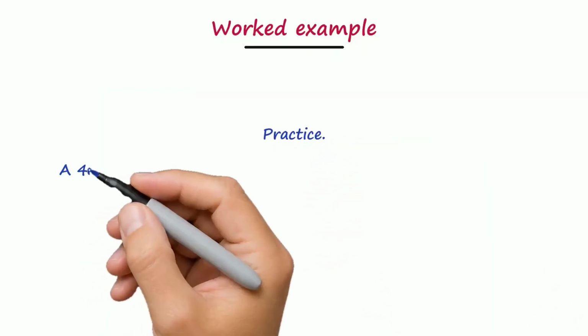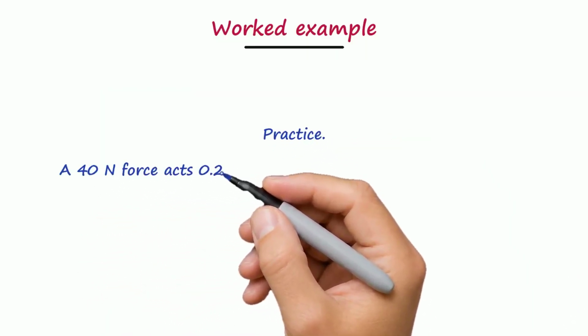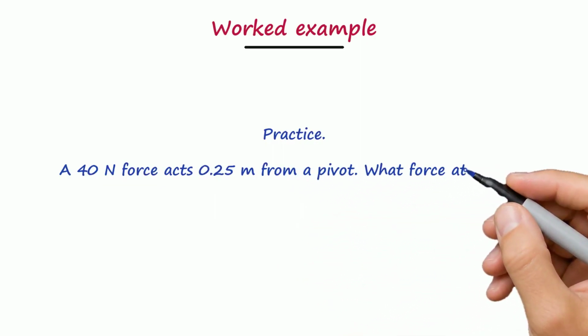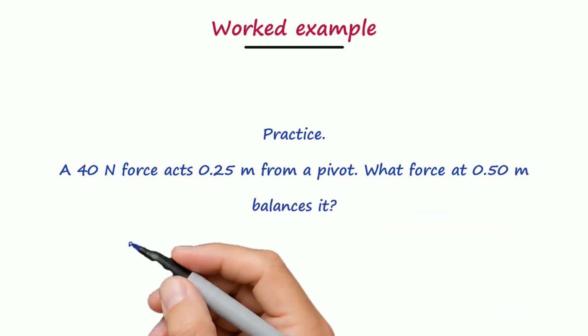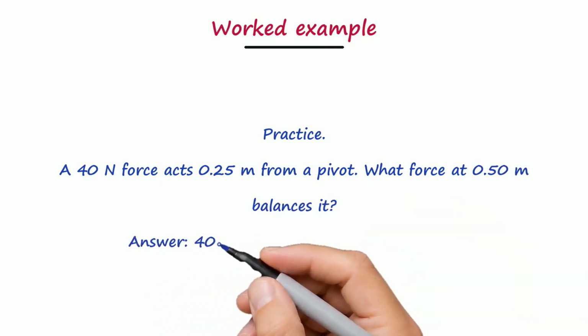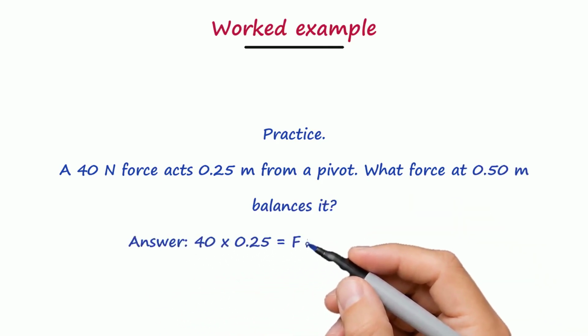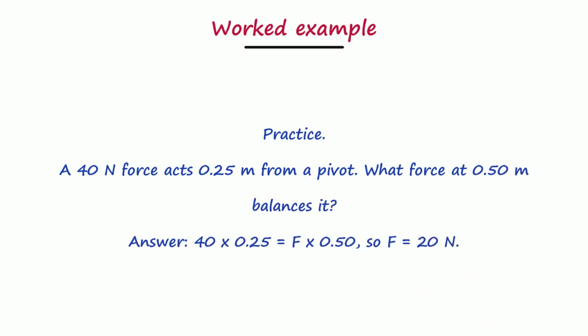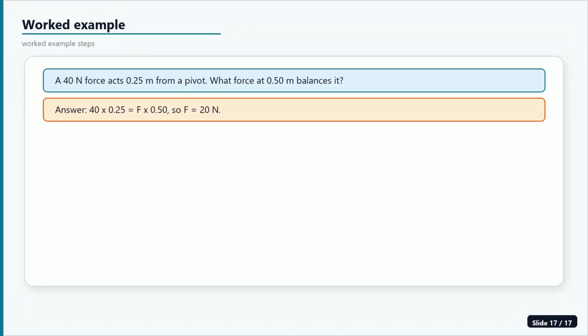Practice. A 40 N force acts 0.25 m from a pivot. What force at 0.50 m balances it? Answer: 40 times 0.25 equals F times 0.50, so F equals 20 N. Watch the numbers land in the matching symbols. Check that units cancel cleanly. If they do not, the setup is wrong even before the arithmetic.